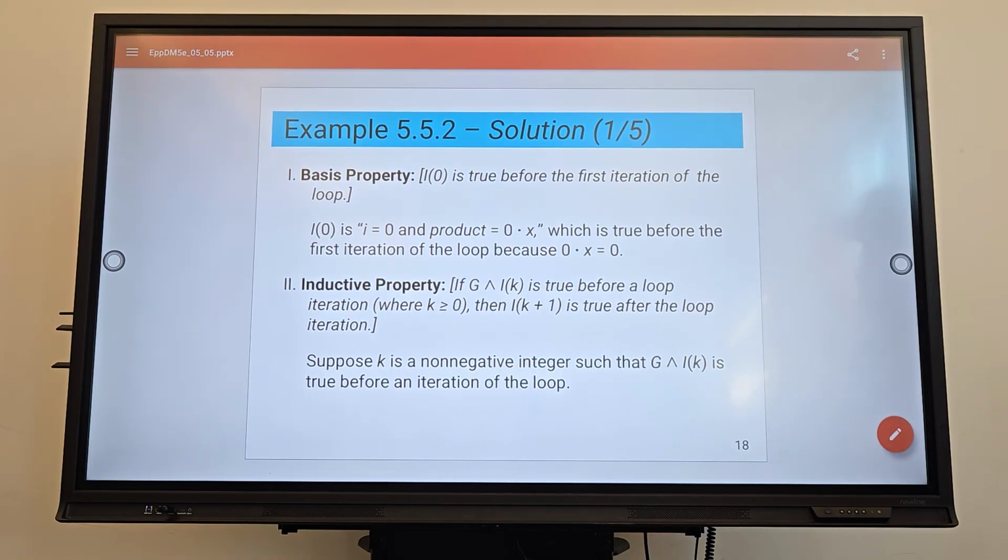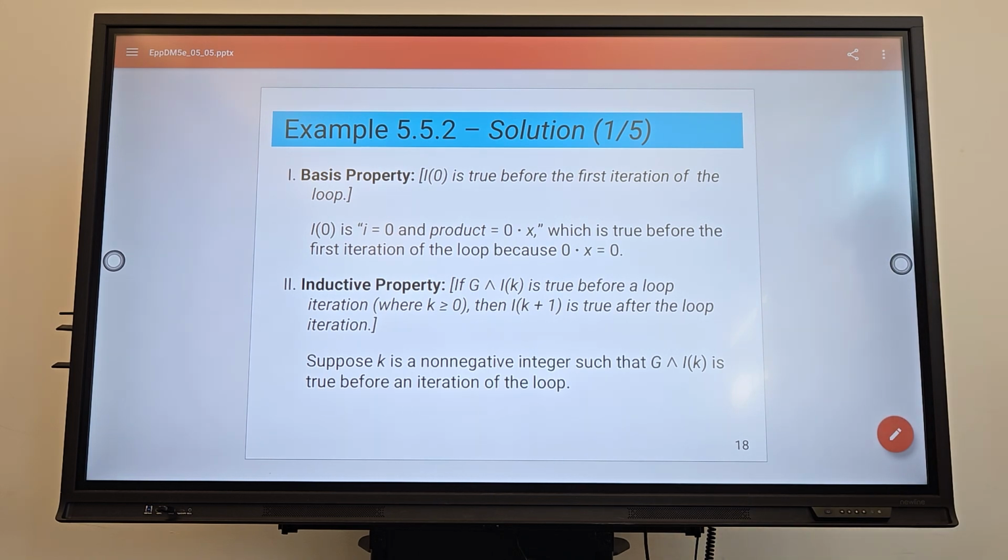Basis property: I of 0 is i equals 0 and the product equals 0 times x, which is true before the first iteration of the loop, because 0 times x is 0.